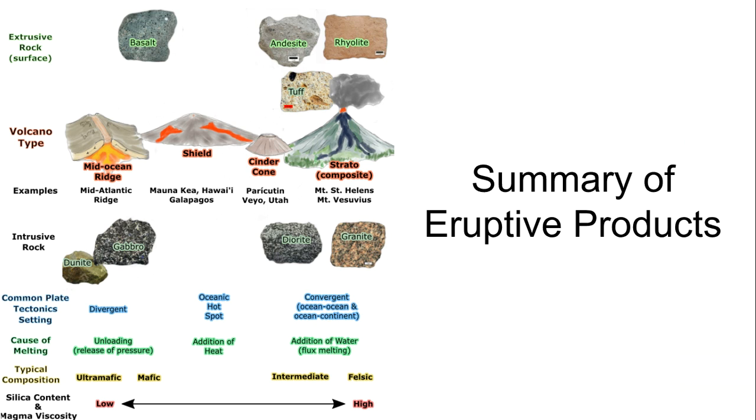So here's a summary. You can pause here at this particular slide to study it for a while. That gives you a summary of the different eruptive products that you can get from a volcano, including the pyroclastics.